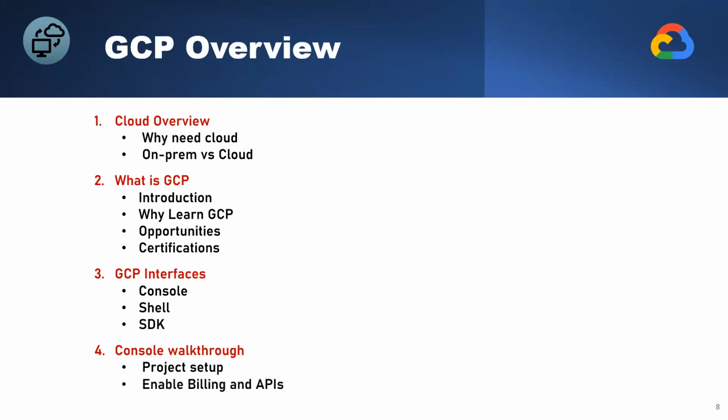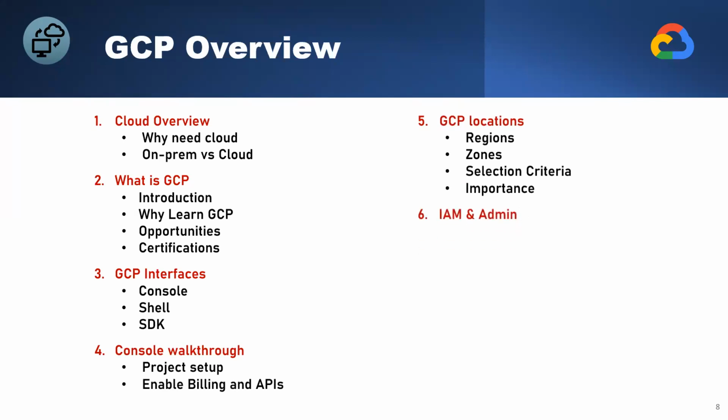Everything we are going to do in the GCP only. And we are going to learn about the GCP locations, like what are regions, what are zones, what is the selection criteria, what is the importance of regions and zones. And IAM and admin: what are identities, what are roles, what is policy, what is resource hierarchy.